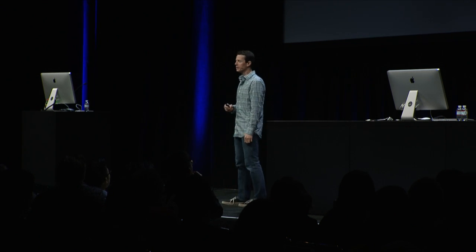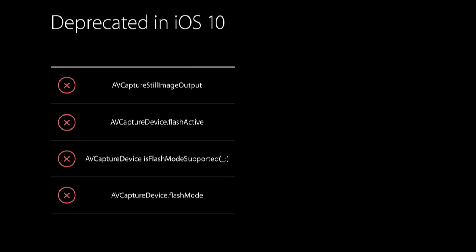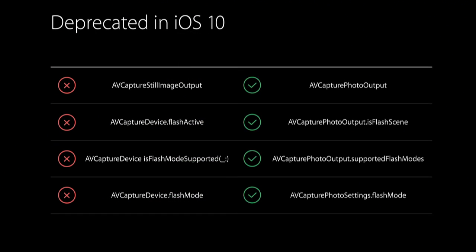Okay, so we like the new AVCapturePhotoOutput so much that we want you to move over to it right away. And so we're deprecating in iOS 10 the AVCaptureStillImageOutput and all of the flash-related properties of AVCaptureDevice. And instead, this is what you should use. Like I said, there are parts of flash capture that are part and parcel to the photo settings, and so it's a much better programming interface. Move over as soon as you can.